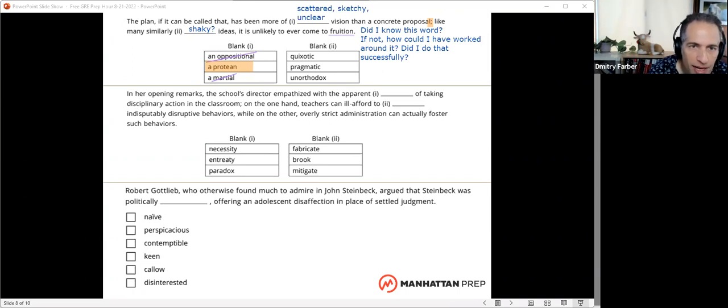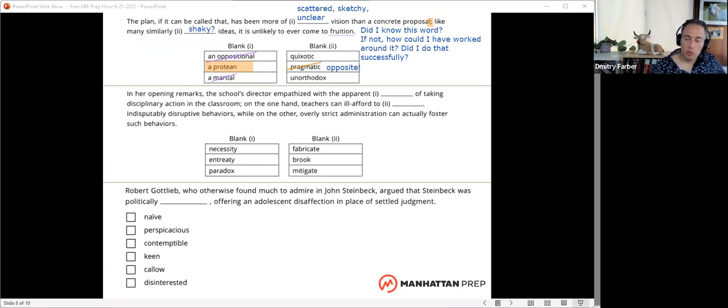And then pragmatic is practical. So this is the opposite, and they love to give us opposites. Quixotic, you might never have heard of before. You might. It comes from the novel Don Quixote. And then unorthodox, we think of orthodox as like religion, right?